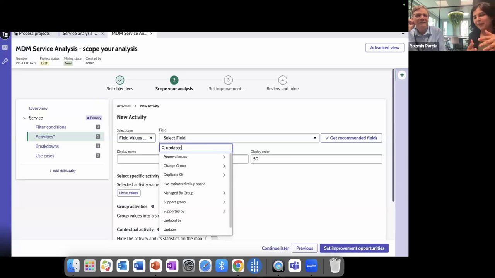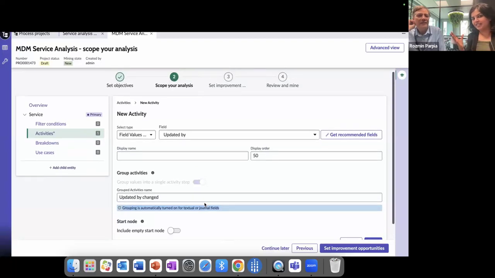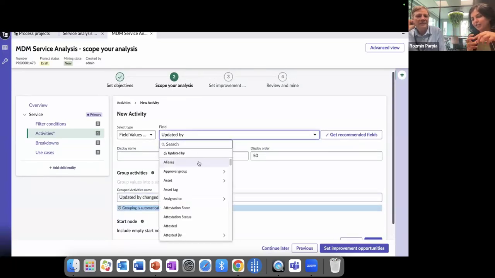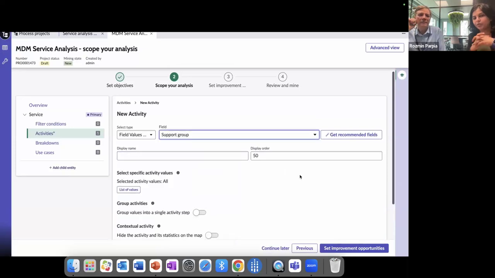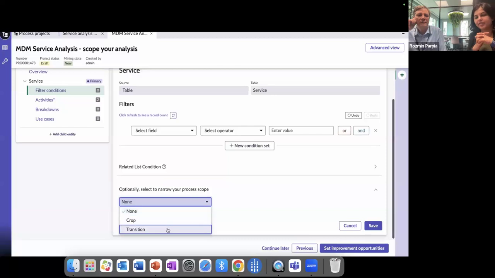So I'm just trying to help people out by giving a live demonstration of updated by as a new feature in Yokohama. It groups the updated by because the process map will be gigantic. So by default, it groups the updated by. Yep. This is a new feature in Yokohama. But I'm not interested in updated by for now. I just go with support group and save it. And then here is the transition.